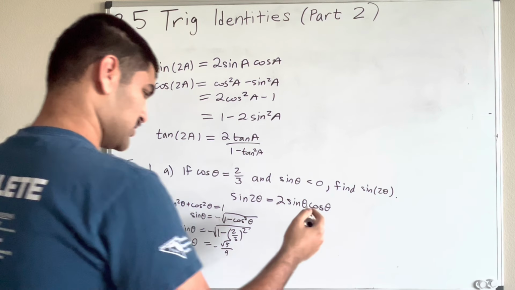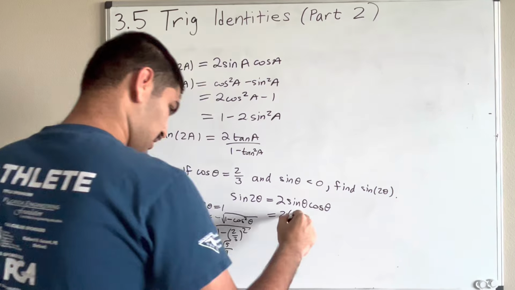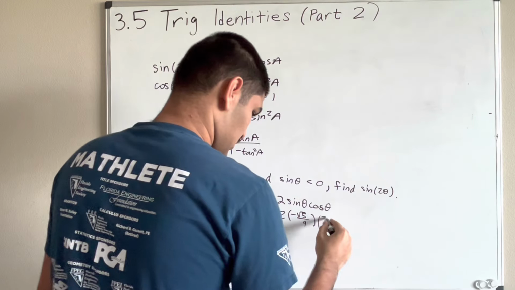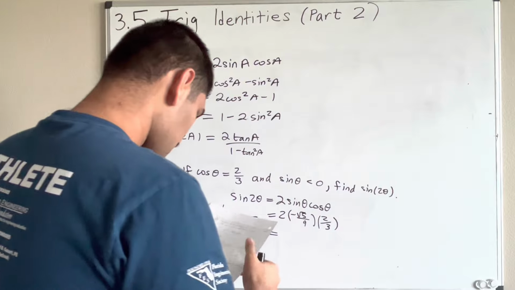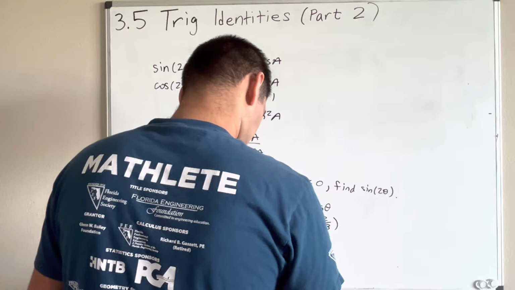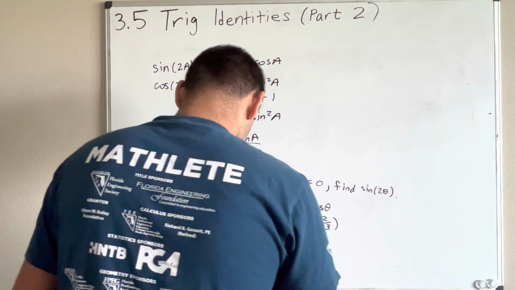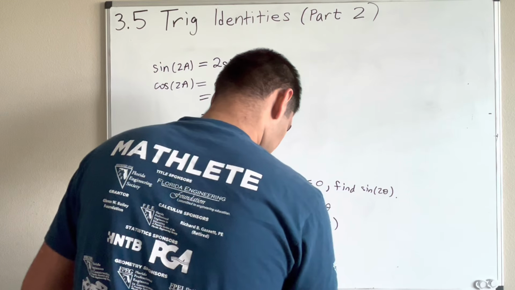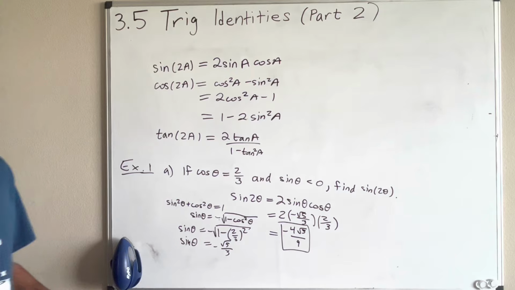So now we can substitute that into here. So we have 2 times sine theta, which is negative root 5 over 9, times cosine theta, which is 2/3. And this simplifies to negative 4 root 5 over, oh, this is supposed to be 3. My bad. It's supposed to be 3. So all over 9. Cool.